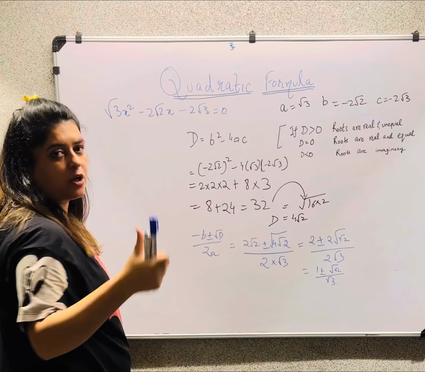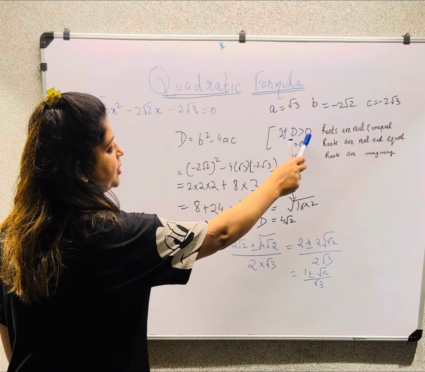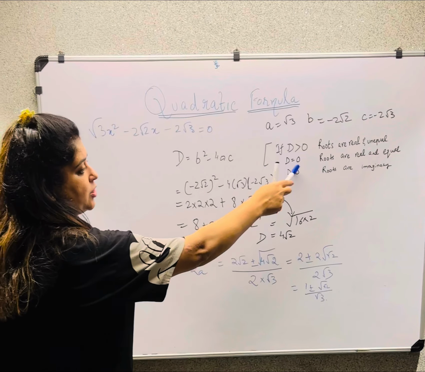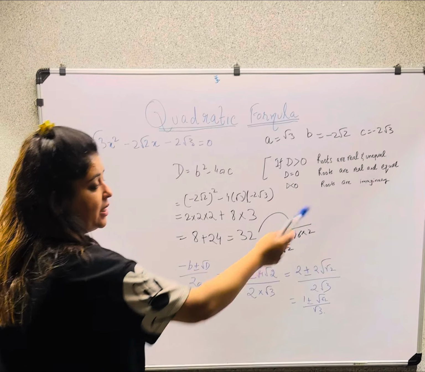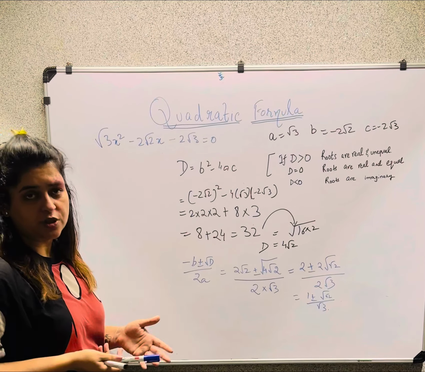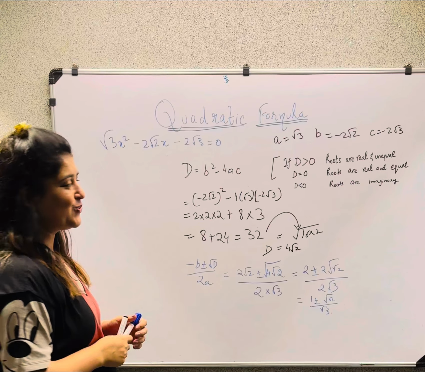3. Just a quick recap, if my value for d is greater than 0, roots are real and unequal. If it's equal to 0, roots are real and equal. And if it's less than 0, then my roots are imaginary, which is iota. In the next lesson we are going to do that.